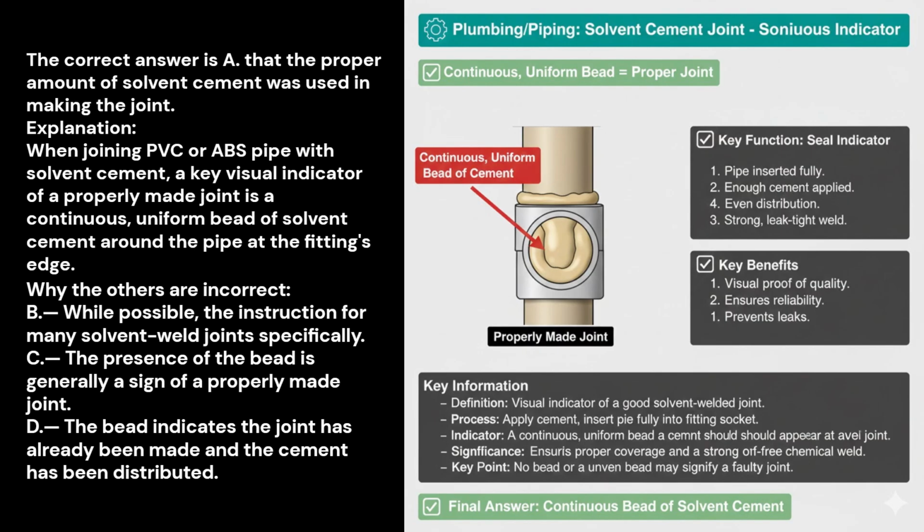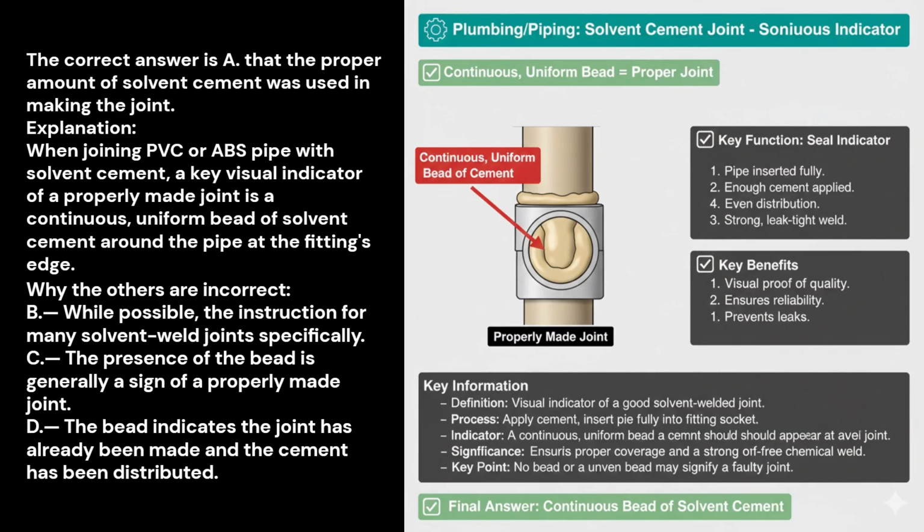The correct answer is A. That the proper amount of solvent cement was used in making the joint. Explanation. When joining PVC or ABS pipe with solvent cement, a key visual indicator of a properly made joint is a continuous, uniform bead of solvent cement around the pipe at the fitting's edge.